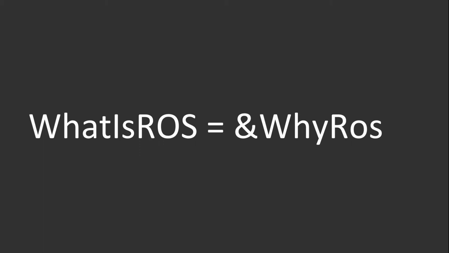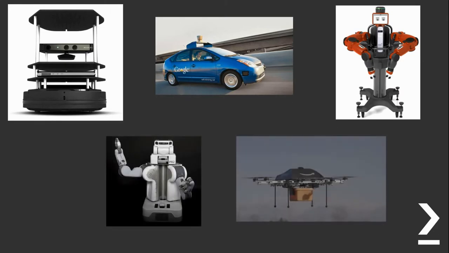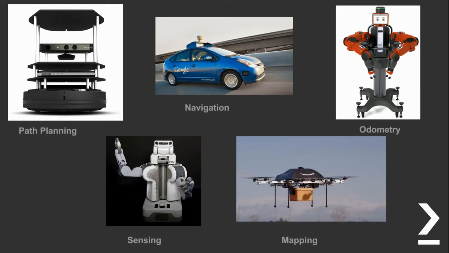Before I can answer the question of what ROS actually is, it really points to the question of why ROS? Why would anyone ever use ROS? Well, let's look at the current robotics landscape. There are all types of robots, from research to self-driving cars to delivery drones. There's all types of robots out there. But they all share some common needs. There's need for odometry, navigation, mapping, path planning, sensing, obstacle avoidance. The list can go on and on and on.